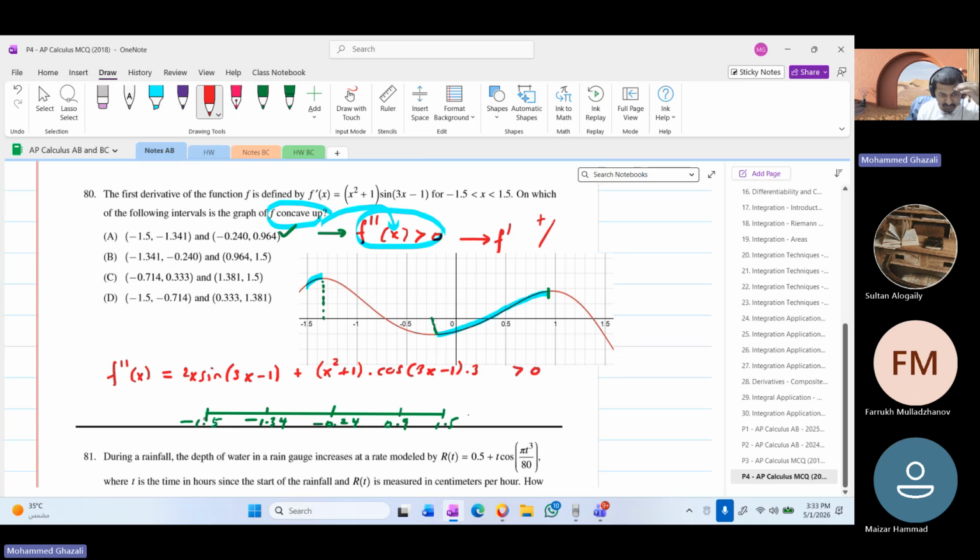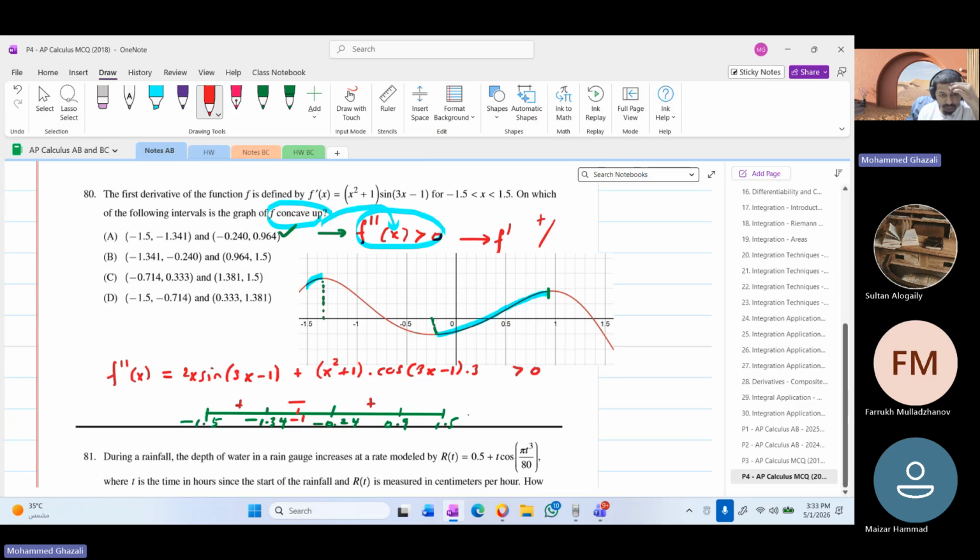Substitute any value between minus 1.5 and minus 1.34. So substitute negative 1.4. You'll find that this is positive, okay? If you substitute any value between negative 1.34 and negative 0.24, like negative 1, you'll find that this interval is negative. If you substitute any value between 0.24 and 0.9, you'll find that this is positive.